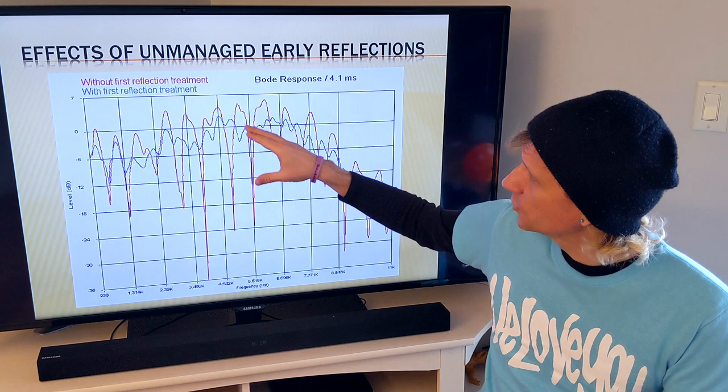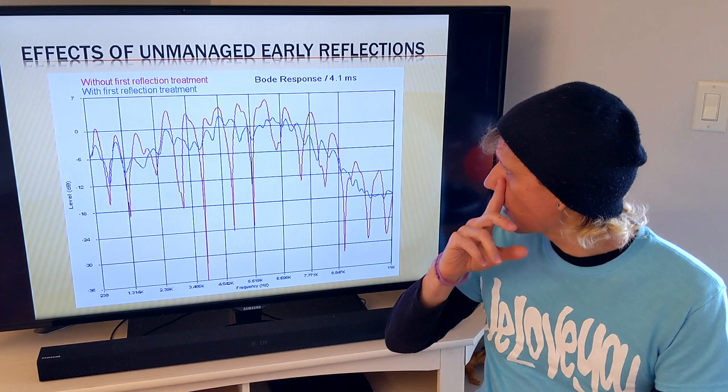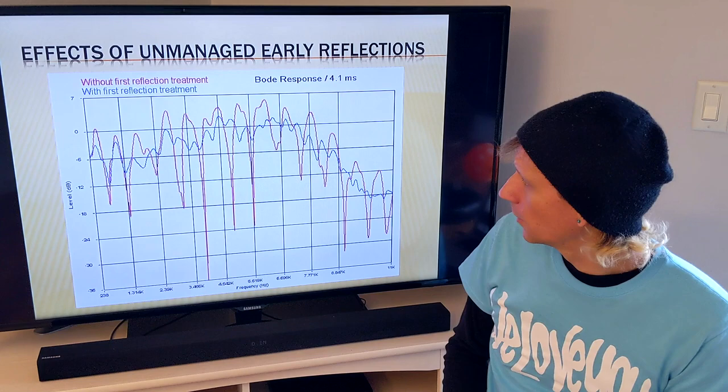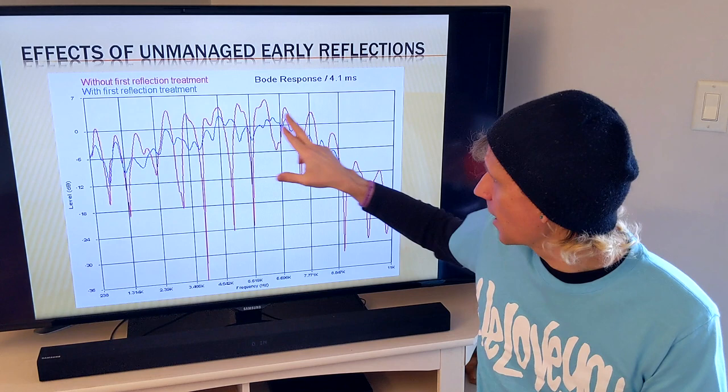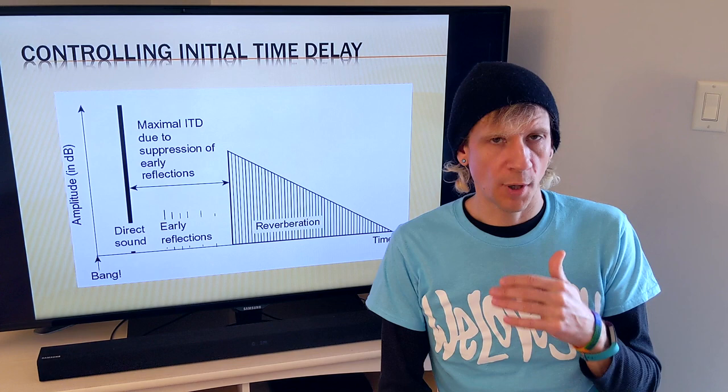First, without reflection treatment is this red line that has super strong comb filtering, which would be extremely problematic if you were trying to mix. And then with a little bit of first reflection treatment to reduce those strong specular reflections, that evens out and looks something a little more like this. So a lot of counteracting that problem of creating comb filtering is managed through controlling initial time delay.